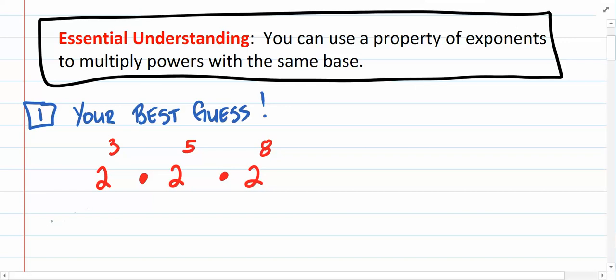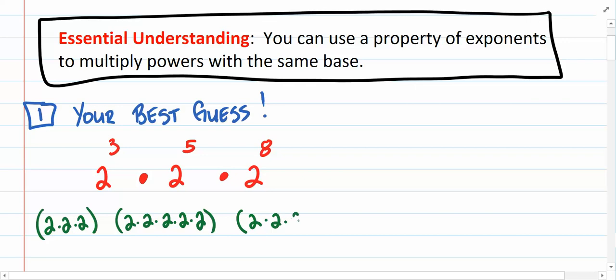Well, 2 to the 3rd, that just means 2 times 2 times 2. That's what 2 to the 3rd means. 2 to the 5th means 2 times 2 times 2 times 2 times 2. And then, of course, 2 to the 8th is 2 times 2 times 2 times 2 times 2 times 2 times 2 times 2. Oh my gosh. So how many 2's do I have? I have 1, 2, 3, 4, 5, 6, 7, 8, 9, 10, 11, 12, 13, 14, 15, 16. So this can be written as 2 to the 16th.